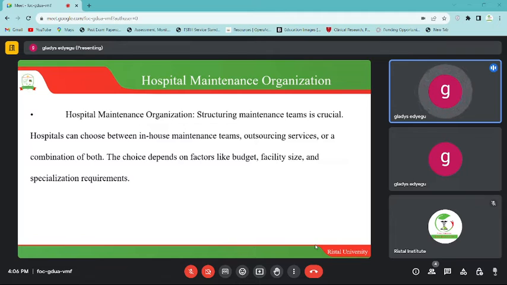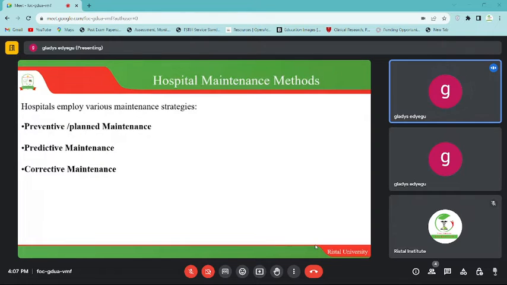And the specialization that is required will also dictate what you are going to use: either in-house maintenance, if they have the skills, or outsourcing services, if you don't have the skills to do that within your hospital.